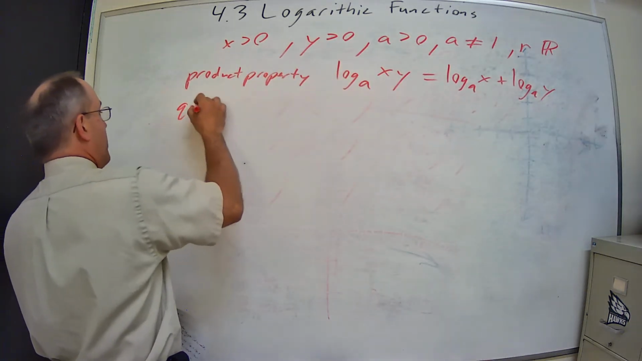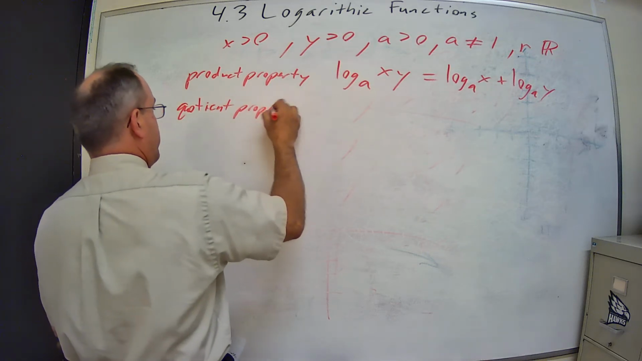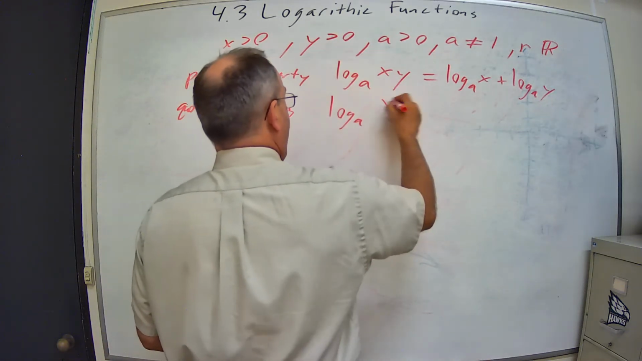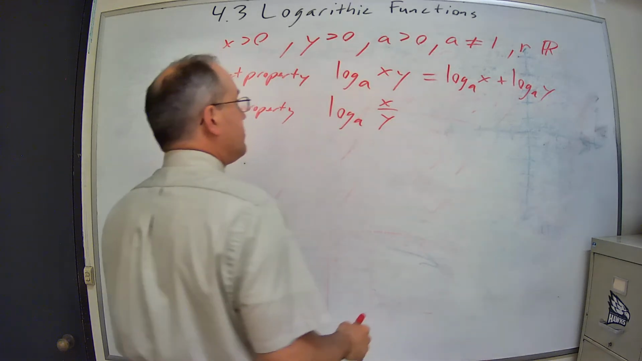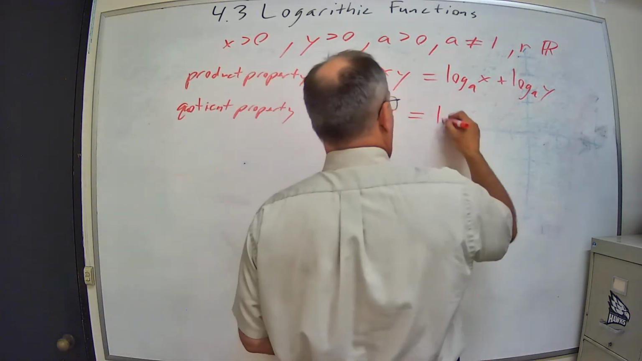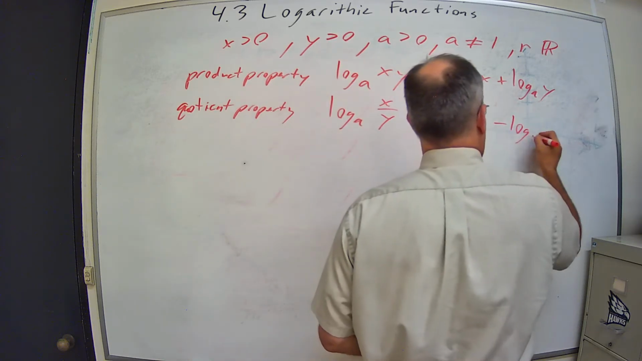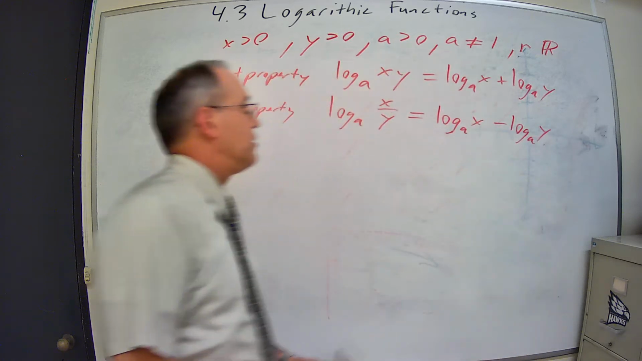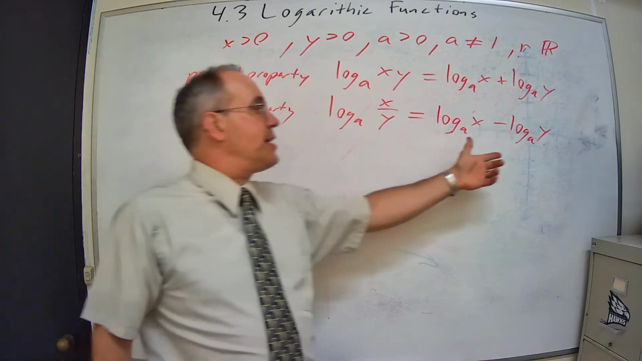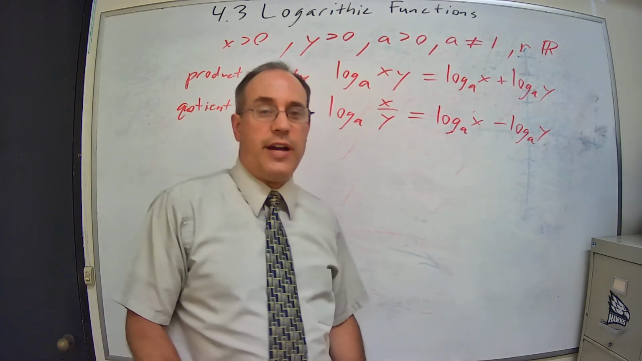The quotient property. If you have log base a of x over y, that is the equivalent of log base a of x minus log base a of y. So if you have the log of a quotient, that can be written as the difference of the log of each of the pieces of that, the divisor and the dividend.